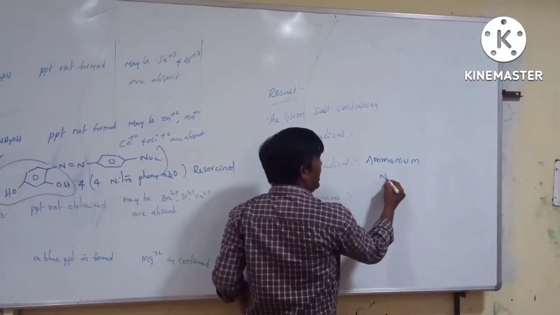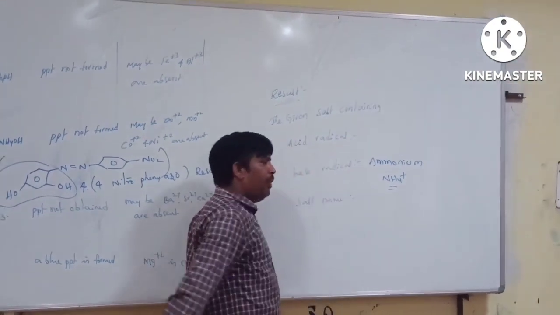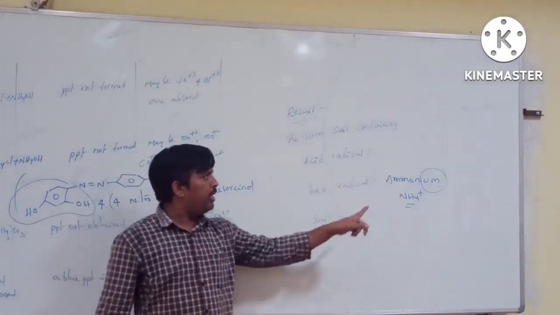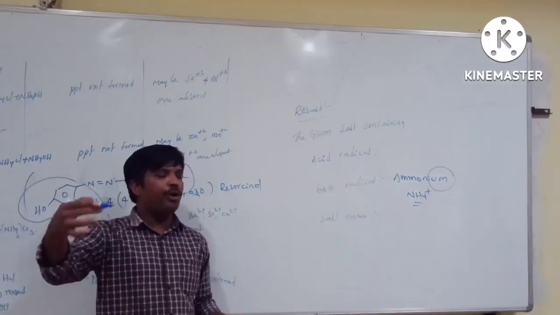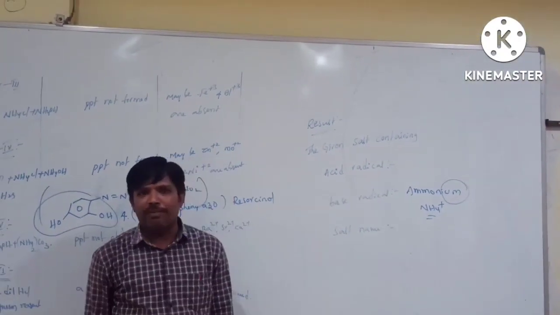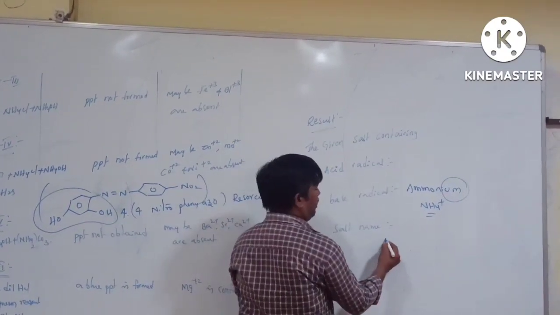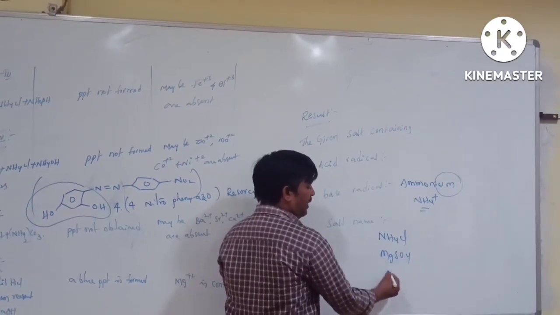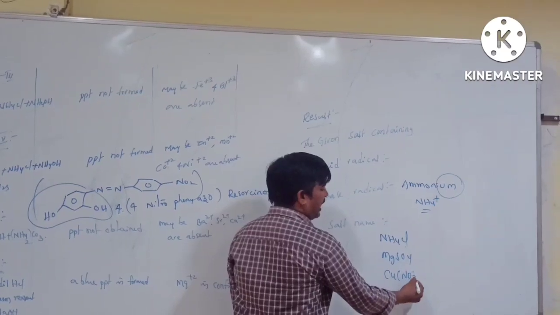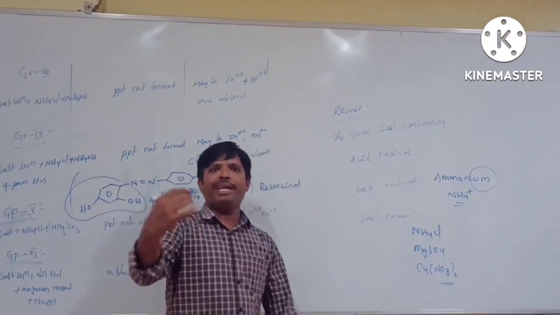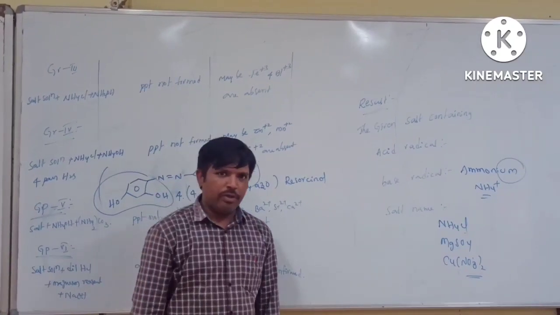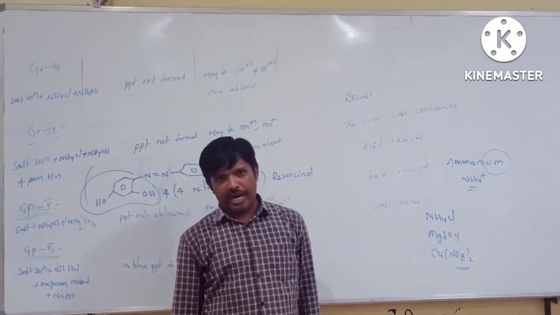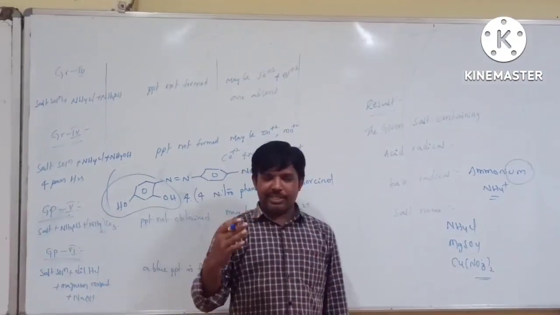If ammonia is present in ionic form, you have to add ium as a suffix. Ium as a suffix. That is also a viva question. NH4 plus is ammonium. Then you have to write the salt name. If it is ammonium chloride, the formula is NH4Cl. If it is magnesium sulfate, MgSO4. If it is copper nitrate, Cu(NO3)2, also called cupric nitrate. Cupric nitrate, magnesium sulfate, ammonium chloride. This is salt analysis.